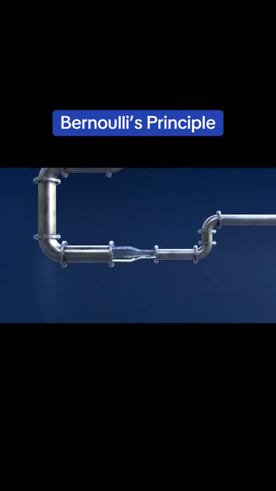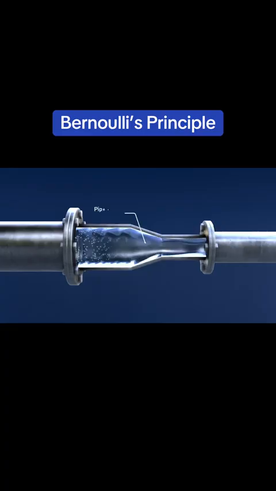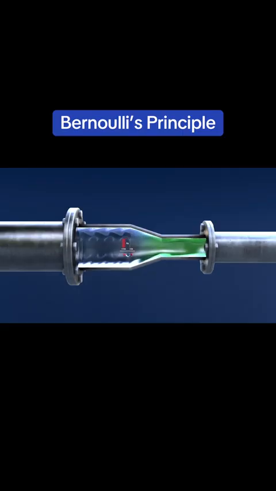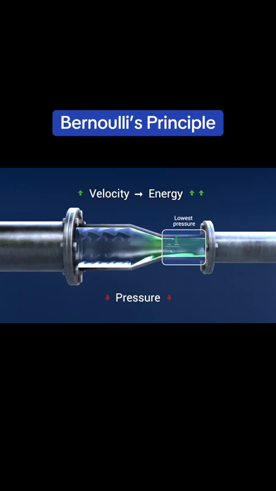Let's imagine forcing a liquid through a narrow opening in a pipe. As the pipe constricts, continuity requires the velocity of the fluid to increase if density remains constant. If no energy is added or removed from the system, Bernoulli's equation predicts that this increase in kinetic energy must be accompanied by a decrease in static pressure. This creates an area of lowest pressure at the narrowest section of the pipe, known as the venturi throat, which entrains or pulls in the surrounding atmospheric air. This is known as the Venturi effect and is something we will discuss later on in the video.